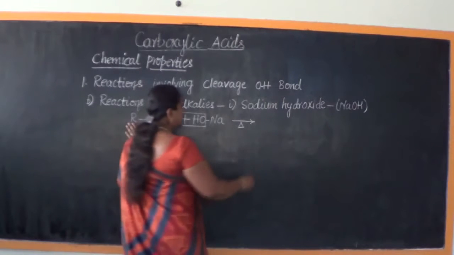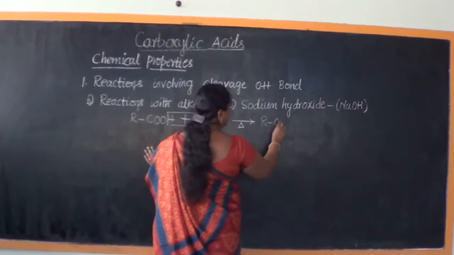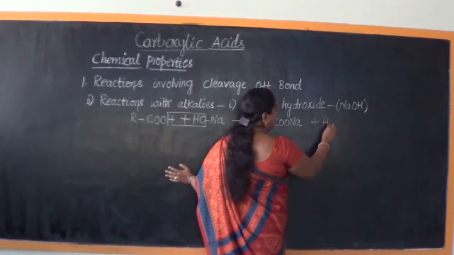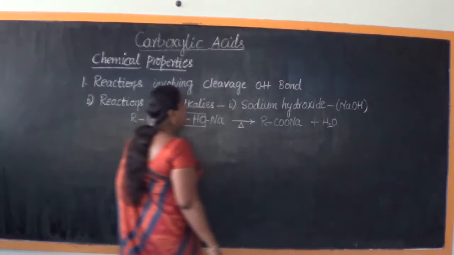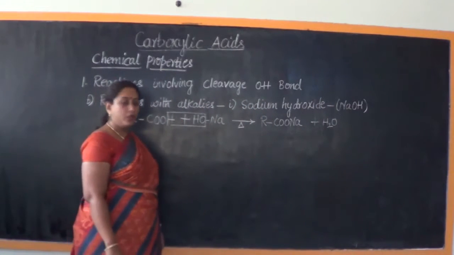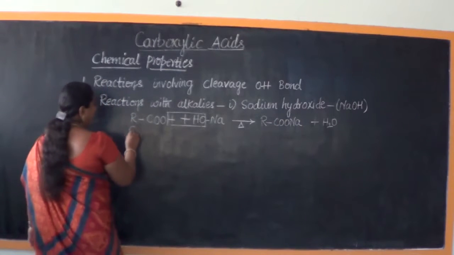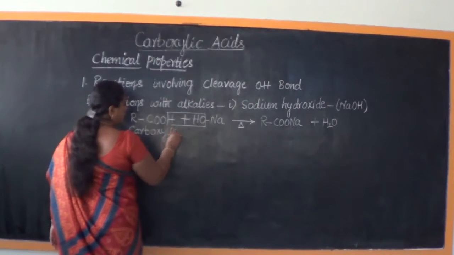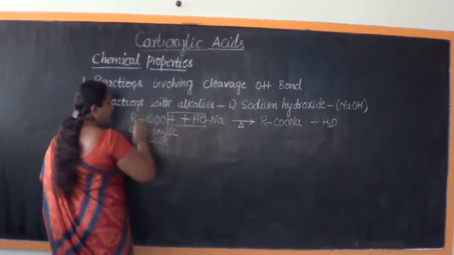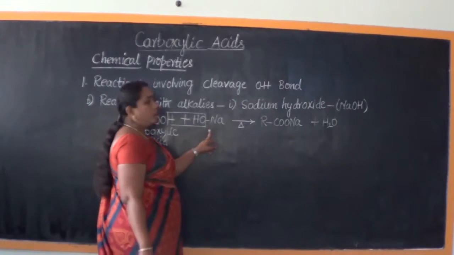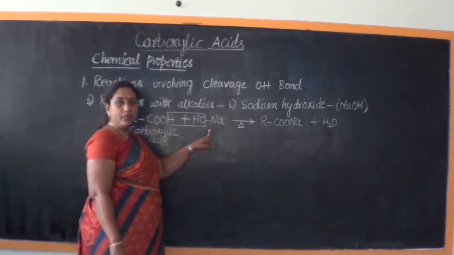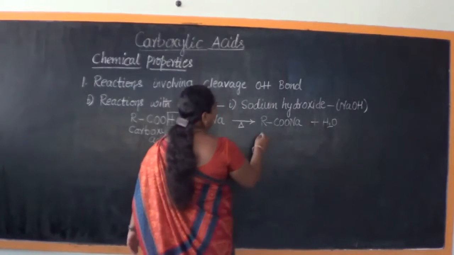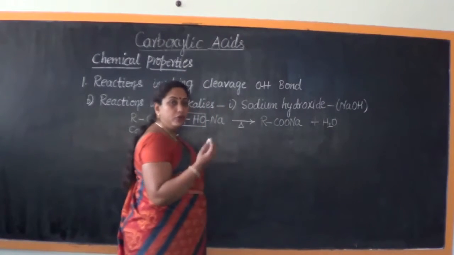So now what happens? They form a salt, RCOONa, along with formation of water. Now if you look at the reactants and the products formed, you will get a clear idea that it is a simple process of neutralization. Carboxylic acids, which are acidic in nature, are reacting with the alkalis or the bases like sodium hydroxide forming salt and water. So this process is the phenomenon of neutralization.